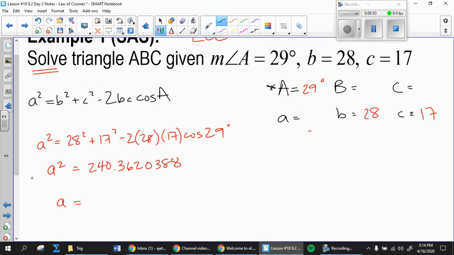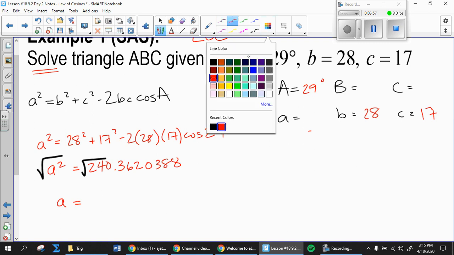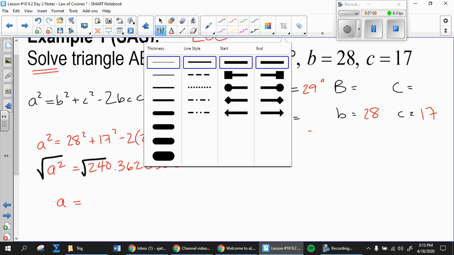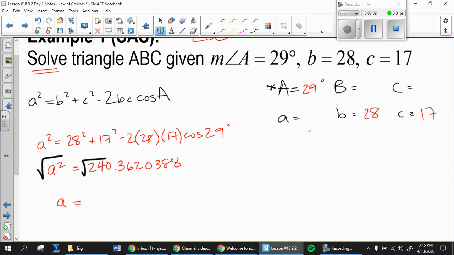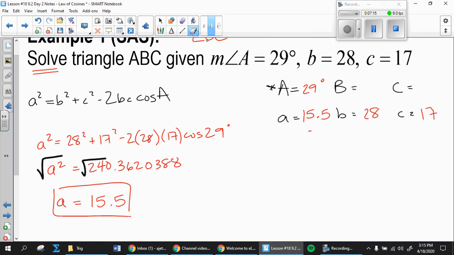So I'm going to square root both sides. The easiest way to do that in your calculator is to just square root the answer. That's going to give me 15.5 for side A.